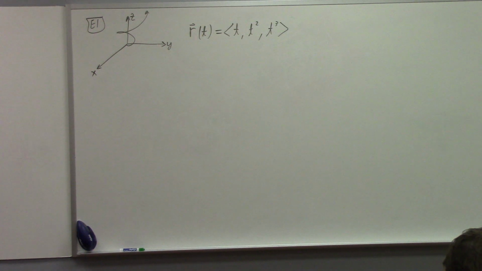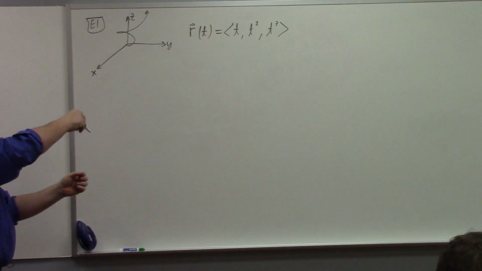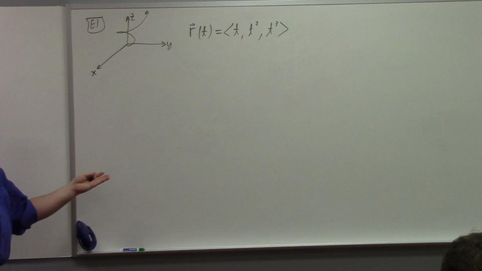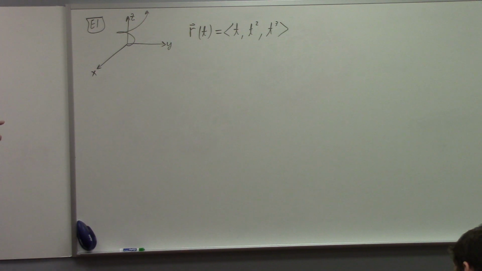Anyway, so there's the curve. That's called the twisted cubic. It kind of spirals up and it keeps getting more and more out there and going up faster and faster, because as you get past 1, the third component grows faster and faster, right?